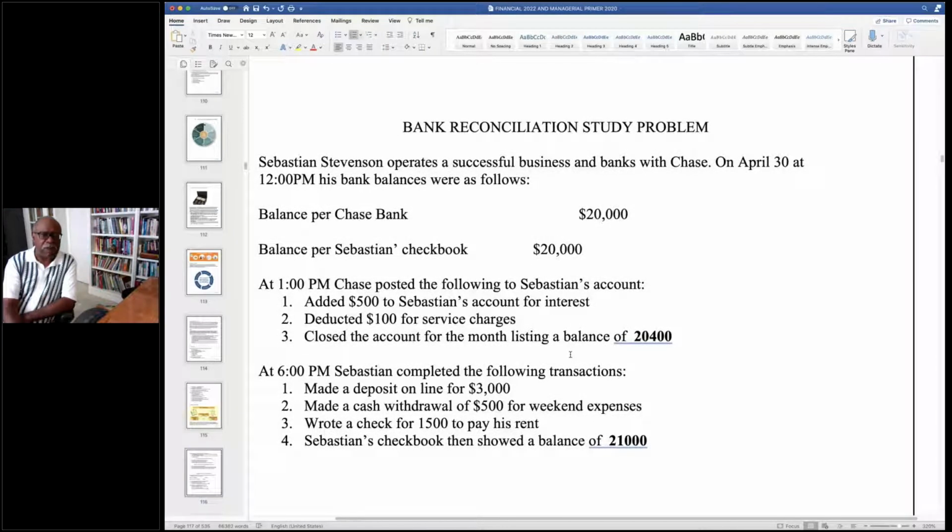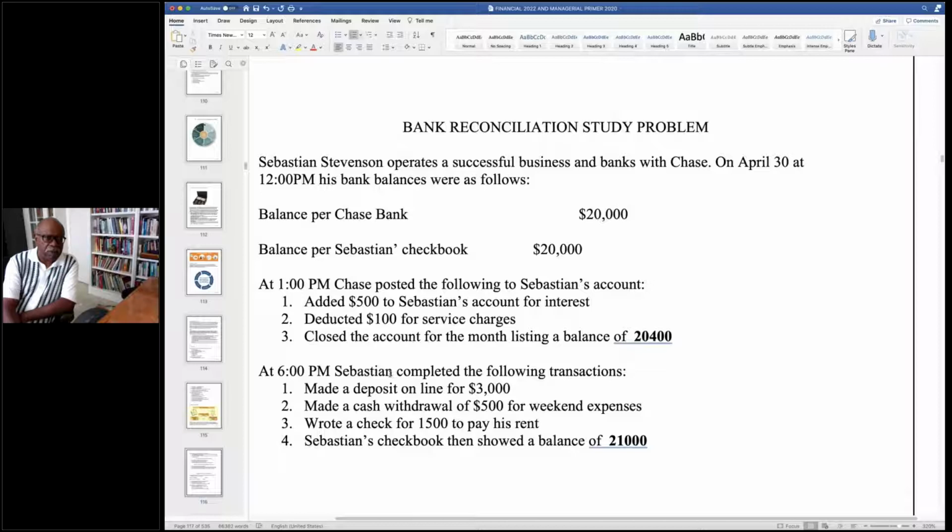A former student wrote this problem. He was banking with Chase on April 30th at 12 o'clock p.m. The balance per Chase Bank was $20,000, and his balance in his checkbook was $20,000. At 1 p.m., Chase posted the following. They added $500 to his account for interest, and they deducted $100 for service charges. So the bank now showed a balance of $20,400.